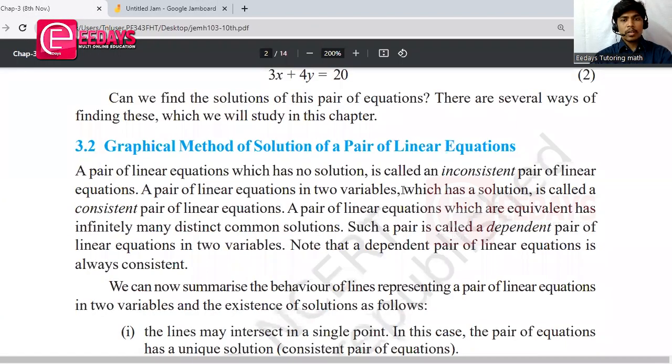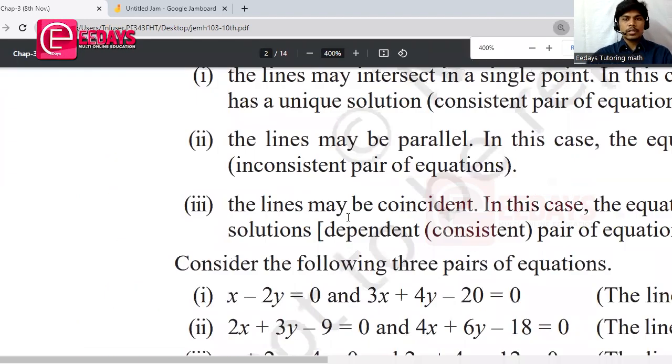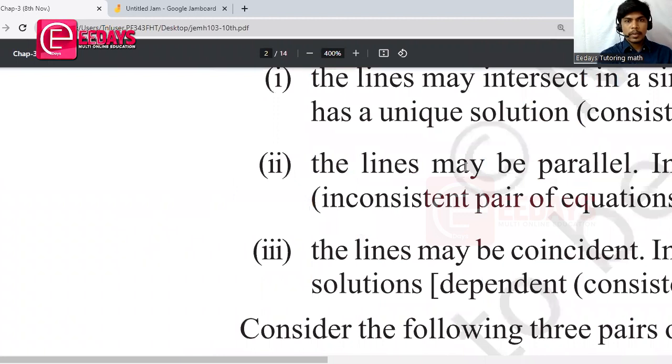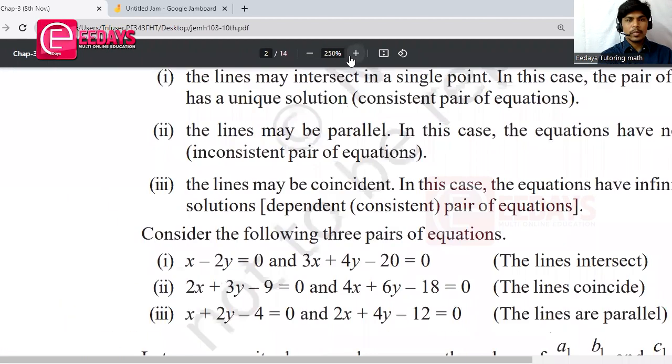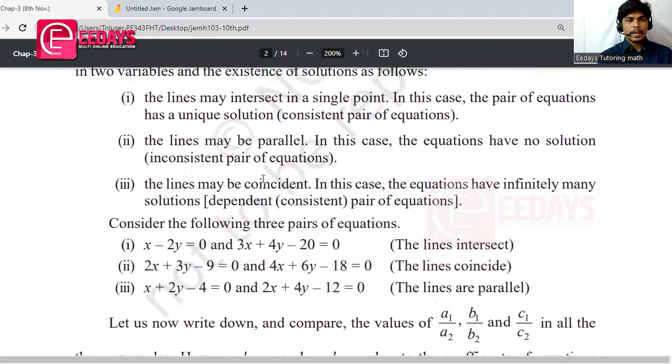Now we are discussing inconsistent and consistent. A pair of linear equations in two variables which has a solution is called a consistent pair. The solution is nothing but the x and y values. If it has no solution, we call it an inconsistent pair. A pair of linear equations which has infinitely many different solutions.